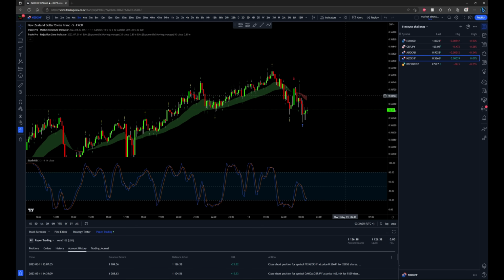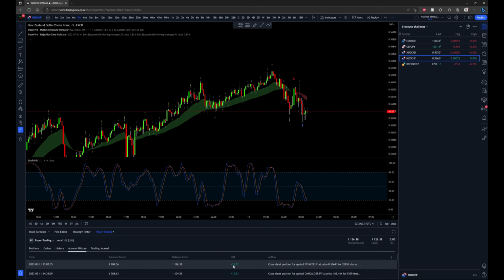All right, here we are back checking on the New Zealand dollar Swiss franc trade, where I shorted this first pullback after this flipped to red. There was a market structure break, so first pullback after market structure break and first pullback into the trade rejection zone indicator cloud with hidden bearish divergence on the stochastic RSI. And what happened was it followed through for another move as anticipated. So profit target got hit on this candle, and that's 21.82 in the profits.